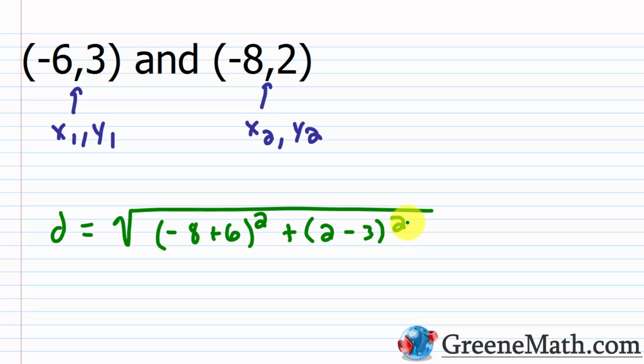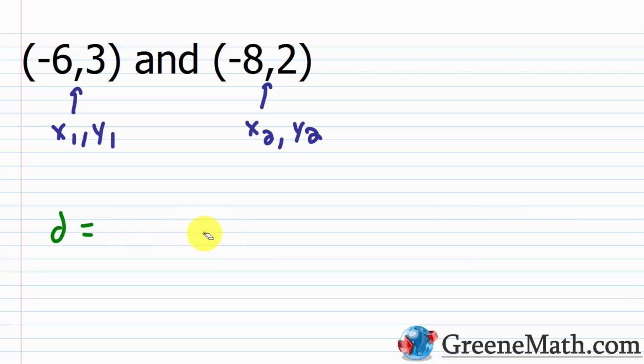So negative 8 plus 6 is negative 2. Negative 2 squared is 4. 2 minus 3 is negative 1. Negative 1 squared is 1. So this is 4 plus 1, or 5. So the distance between the two is going to be the square root of 5. Okay? So the distance is the square root of 5.